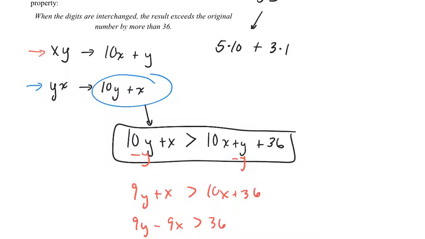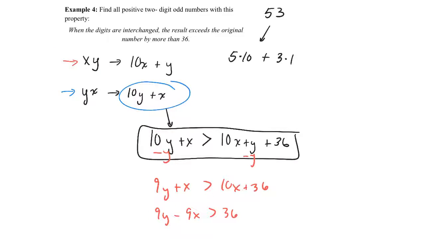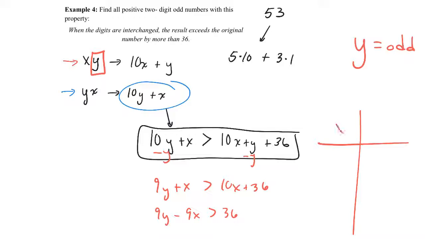And then at this point, we can try values for x and y. What's the condition, though? It says that the original number was an odd number, right? Find all positive two-digit odd numbers. And the original number had y in the units place. So y must be an odd number. So when you go to make your table now for x and y to see which of these statements is true, y can only be 1, 3, 5, 7, 9. See what you get for the x values. X has to be positive. Make sure that it's greater than 36.